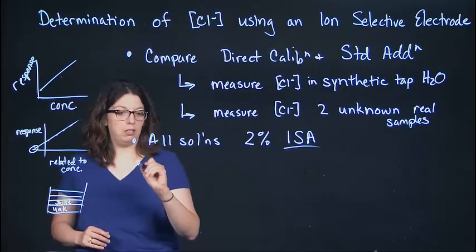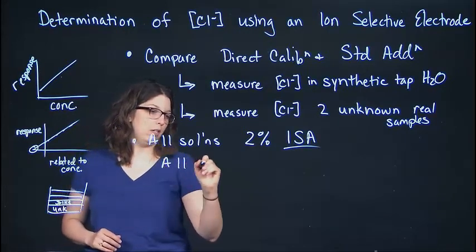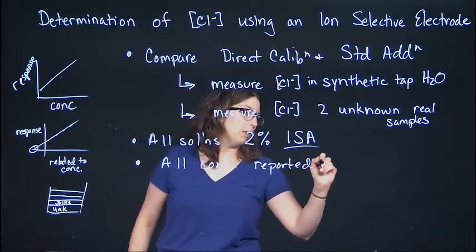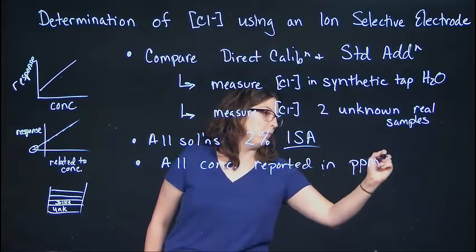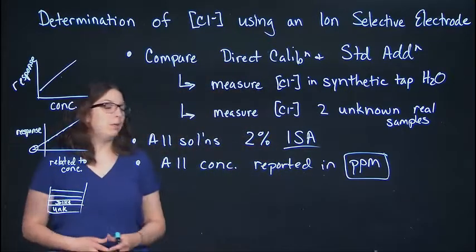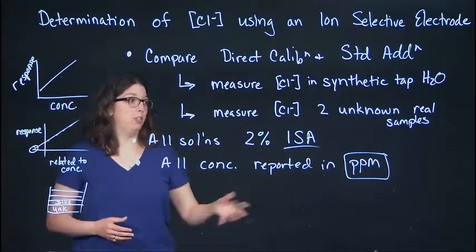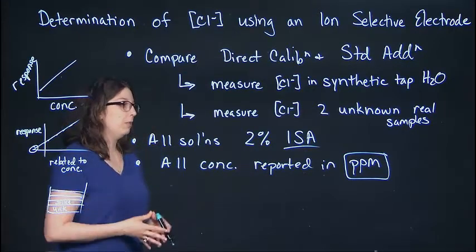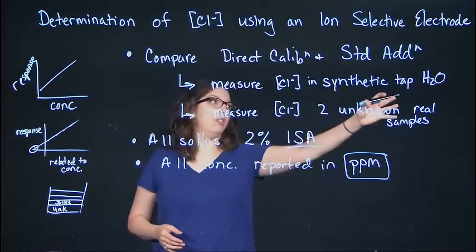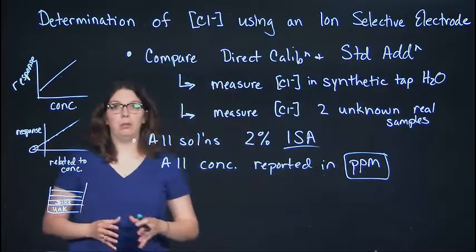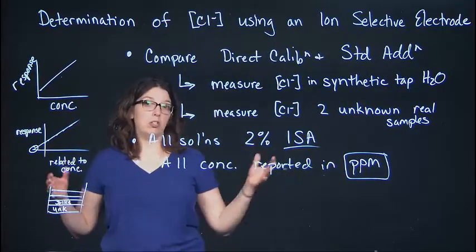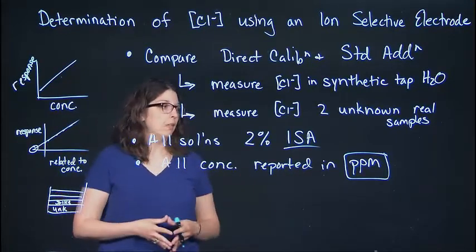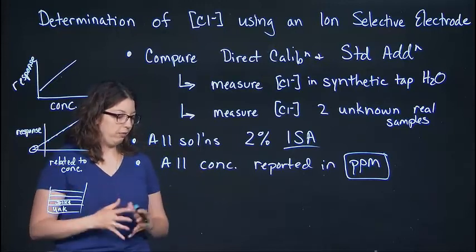And the other thing that's important to note is that all concentrations need to be reported in parts per million. If we're not in parts per million, we're not going to grade your results. And if we don't grade your results, that means you get a 0 on that section for the lab reports. The chloride concentrations in the synthetic tap water are going to be reported in parts per million. When you make your standards, you should make everything in parts per million of chloride. So take all of that into consideration.